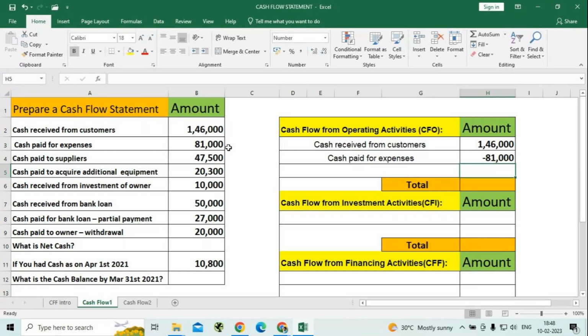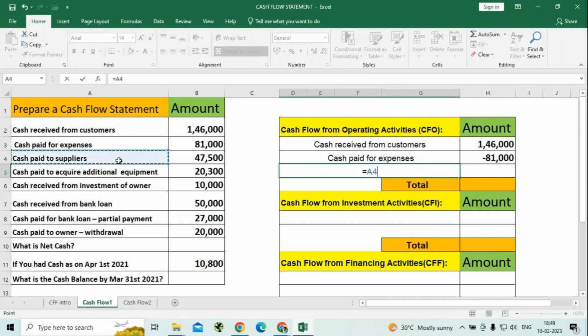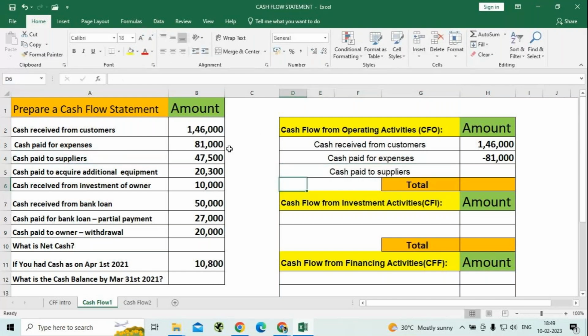So the next one is cash paid to suppliers. This has been paid to suppliers, meaning it's a purchase. And here also it is a minus value. Okay, so these are the three activities which are involved in the operations.